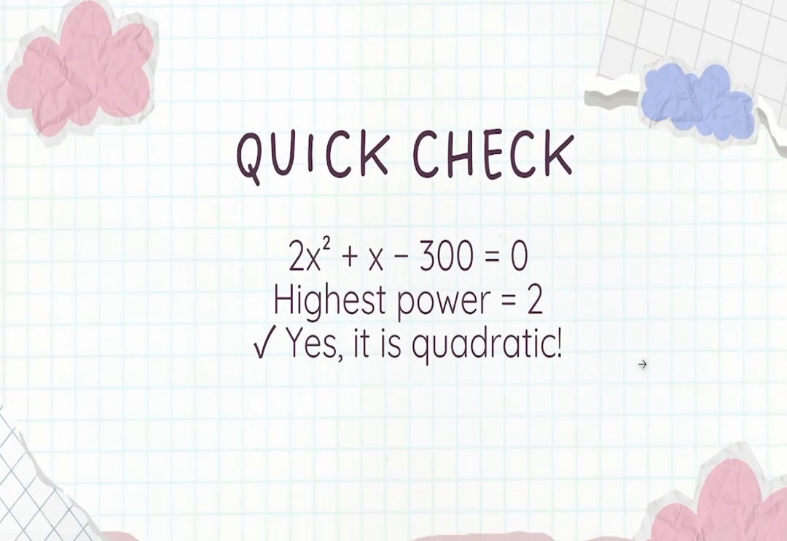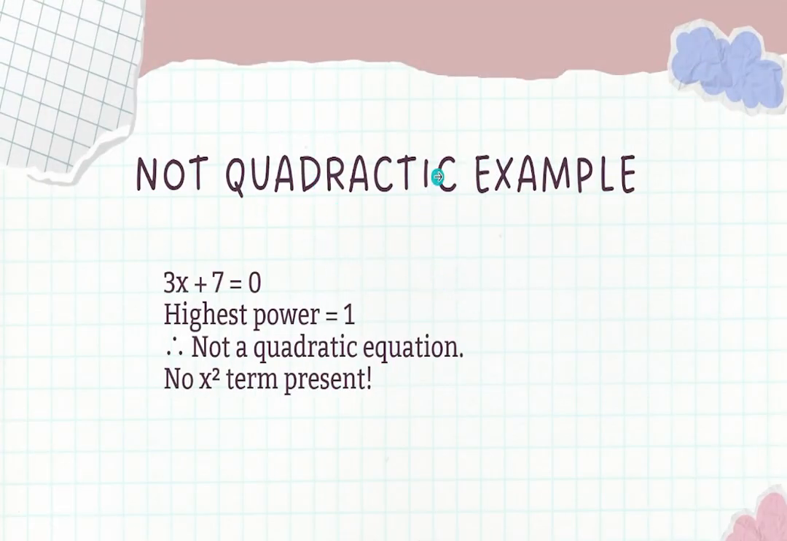Okay. Now a quick check. Here, 2x square plus x minus 300 is equal to 0. Here we need to check if this is quadratic. The highest power of x is 2. So this is a quadratic equation. Okay, now this is a not quadratic example. Here 3x plus 7 is equal to 0. Here the highest power of x is 1. This is not a quadratic equation because the highest power needs to be 2.